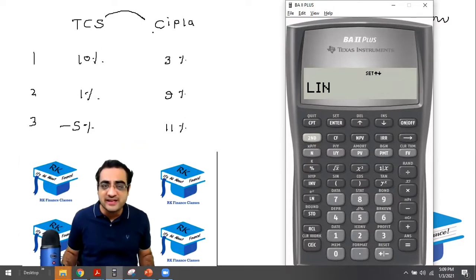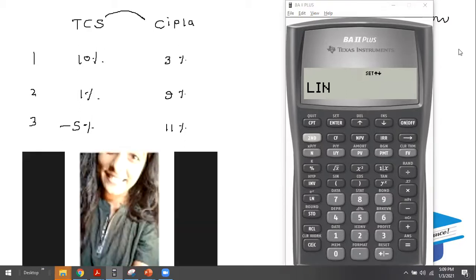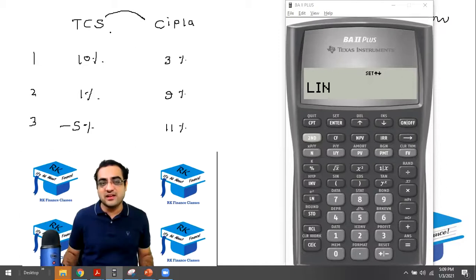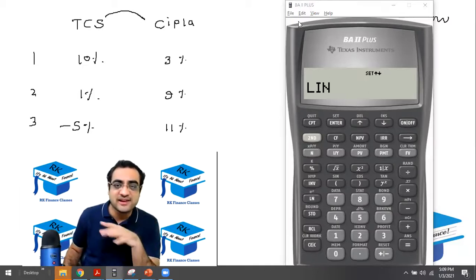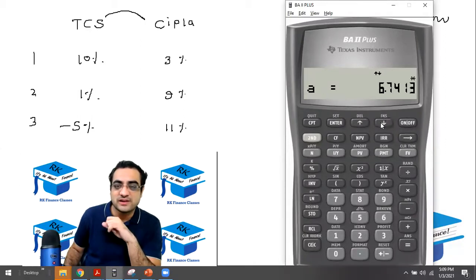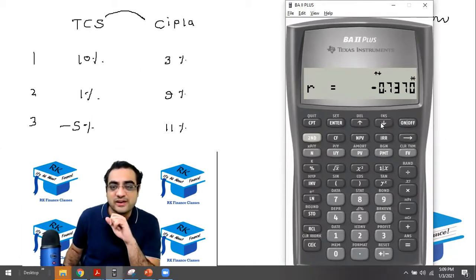Now I think everyone would be getting linear. If you're not getting linear, please raise hand. Press second and 8, sorry, and I hope you'll be getting linear. If not, please raise hand. I think this time everyone would have got linear. Good. And then scroll down till the last value, and that is minus 0.73.